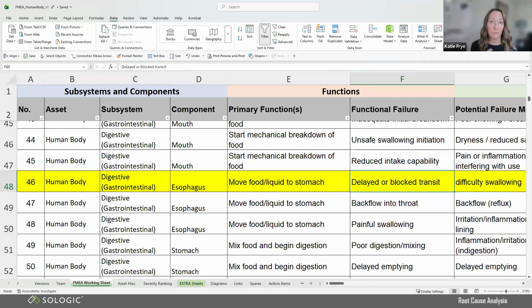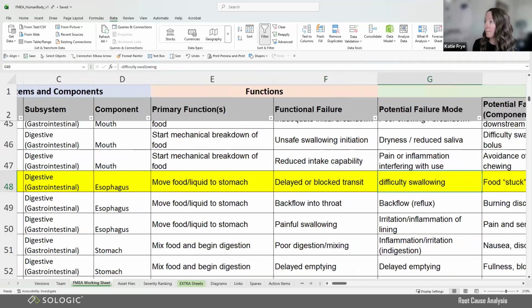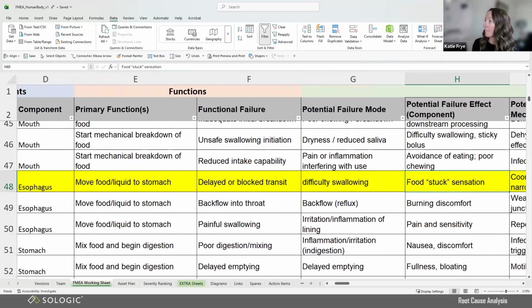I think we've all experienced this where maybe, I know for me, sometimes I get a little excited. I might be trying to talk while I eat and I swallow and it just doesn't quite feel right. Doesn't feel like it's going down all the way. So then the effects is this stuck sensation. Food may get stuck, a person may cough, worst case scenario, they may choke.